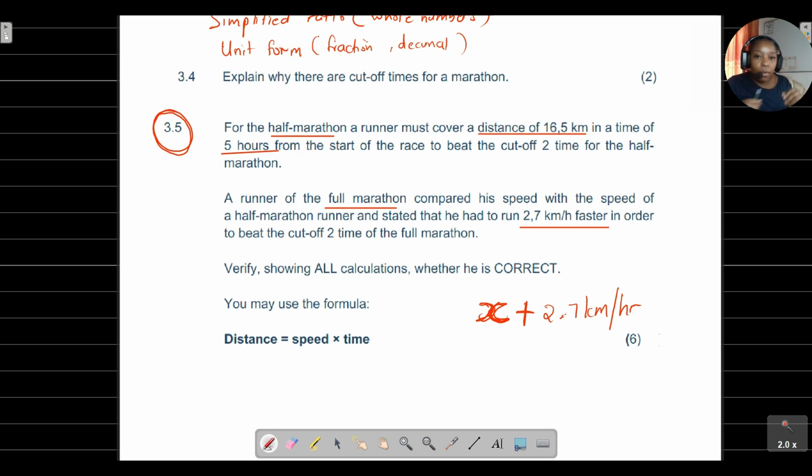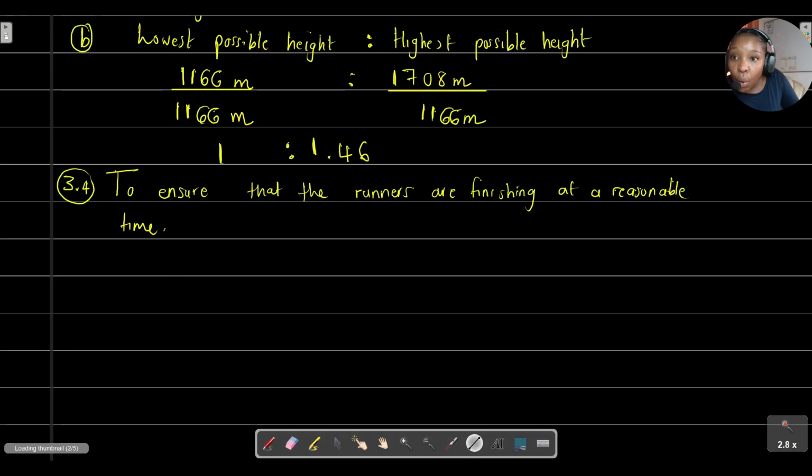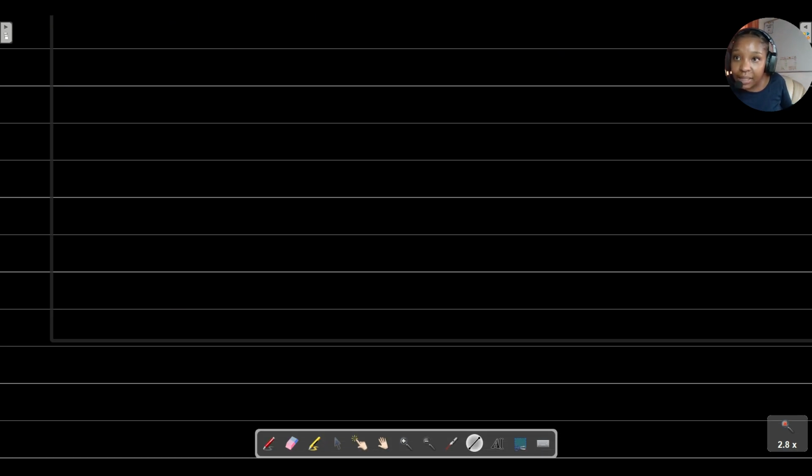Then we're going to check what is the actual speed that this runner is running, because obviously they've given us information that it's a full marathon. He basically needs to reach or beat the cut-off time. So for the cut-off time, what's the distance, what's the time, and then check to see if it actually correlates with the statement that he's making. It's a bit complex, but it's not that bad as long as you know where you need to start. So I'm going to take it step by step.